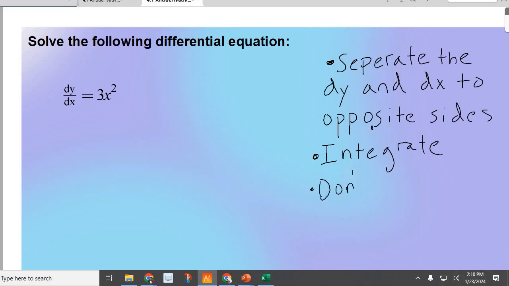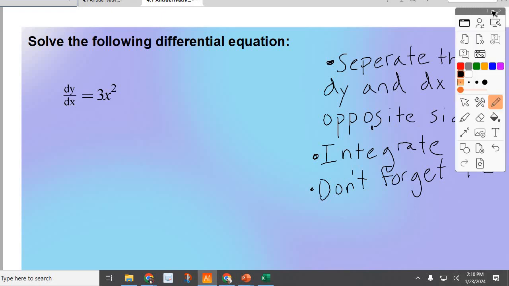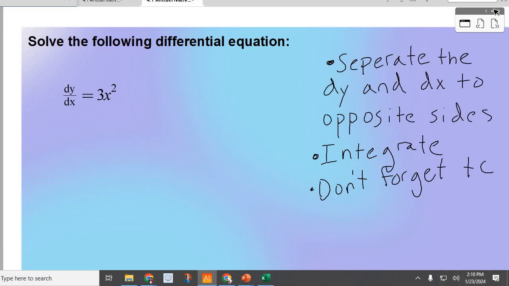And don't forget the plus c. Now, a little bit later on this week, we are going to look at when they give us some extra information on how we solve for that plus c. But in general, plus c's just mean that I have a general solution instead of a particular solution.